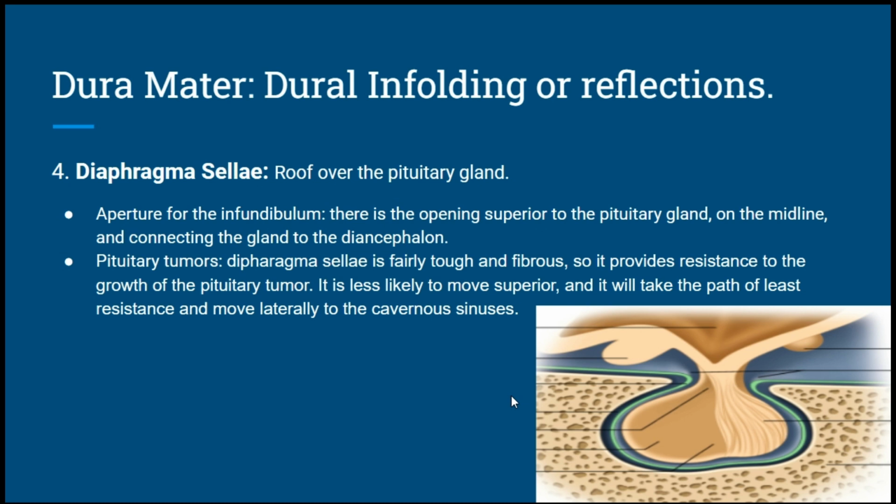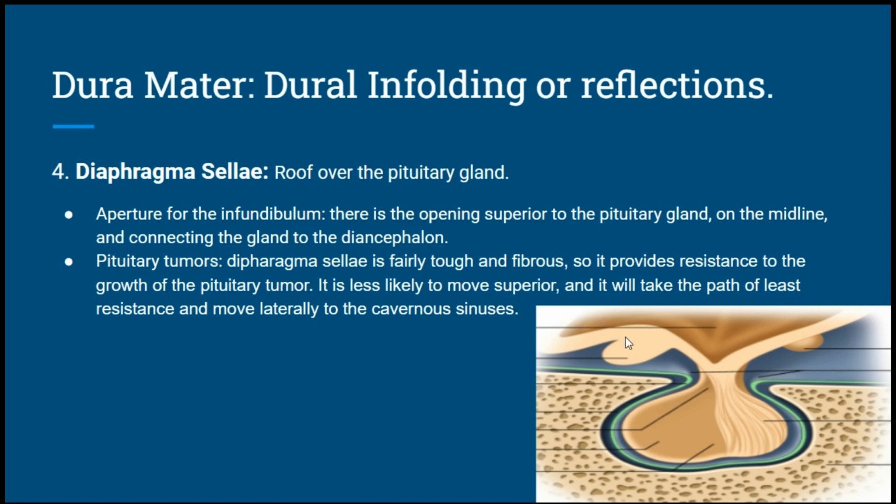The last one is the diaphragma sellae. This is the roof over the pituitary gland. In this image on the bottom right, you see this green line. This is the dura mater again, and it is covering the pituitary gland itself. It's a roof over it.